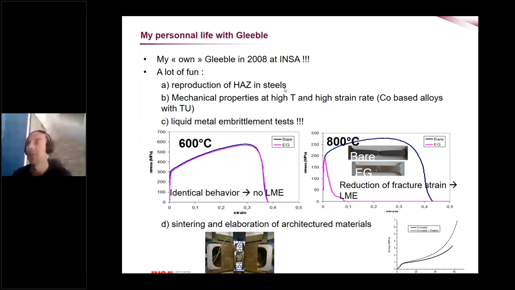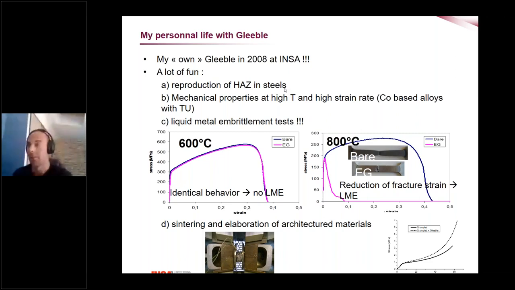The first thing that we did was reproduce the heat-affected zone in steel for looking at welding. Then we looked at mechanical properties at high temperature and high strain rates, especially on cobalt-based alloys with Tohoku University. We developed some liquid metal embrittlement tests. So we put some liquid zinc inside the Gleeble and did some tensile tests, as you can see here. According to the temperature, you may or may not have some liquid metal embrittlement.